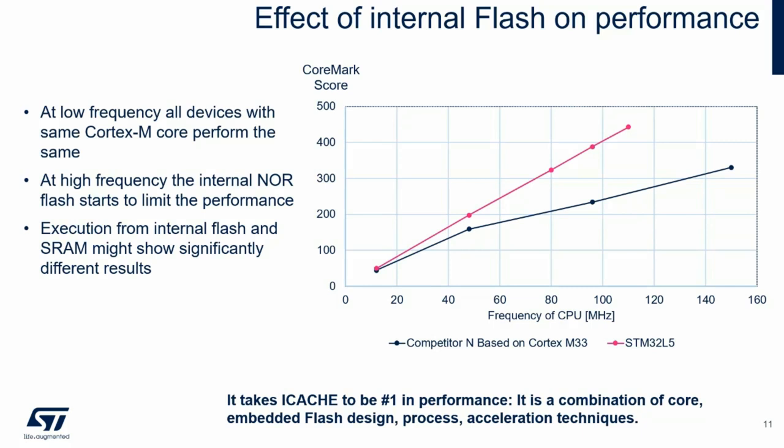And this has significant implications for the consumption, because the same amount of computational work can be done at lower frequency and therefore at much lower consumption. The CoreMark can also be executed from SRAM, which is always zero wait states at all frequencies. So you might encounter very different results for code executed from flash and SRAM, and it's something to be aware of.